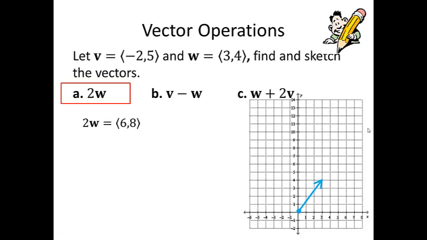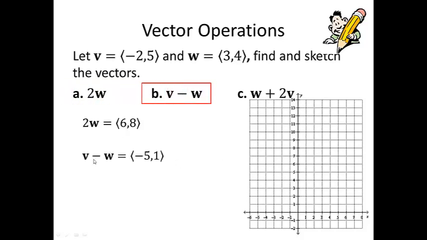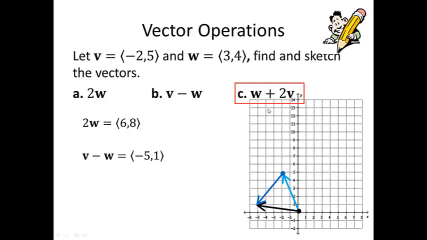All right, so I got 6 comma 8, and it would look like that. 6 comma 8 because it was 3 comma 4 twice. Okay, part B. V minus w will be negative 5 comma 1. So you draw v, draw w, and then since it's going the opposite direction, it's subtracting, I made it go that way, and then add them together, and that's how you draw that. 5 to the left and 1 up.